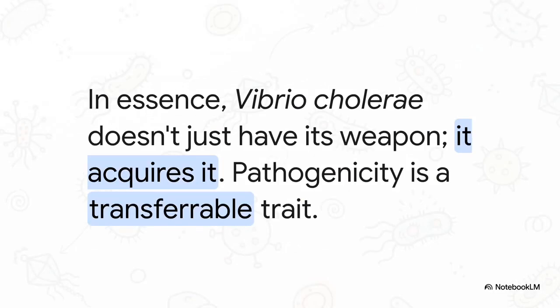So if there's one thing to really get from all this, it's this. Vibrio cholerae doesn't just have its weapon, it acquires it. That means pathogenicity, the ability to cause disease, is a transferable trait. A harmless bacterium floating around today could become a deadly pathogen tomorrow just by getting infected by the right virus.